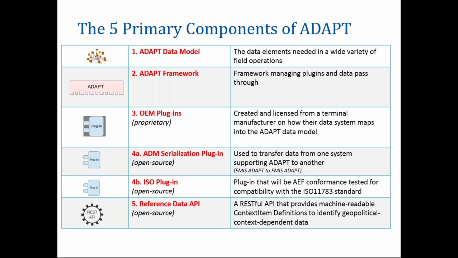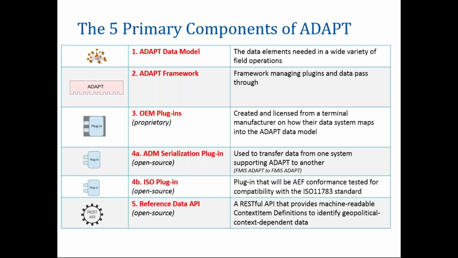So here are the five primary components that I just went through. The ADAPT data model itself is the conceptual mapping elements, which we really refer to as the Rosetta Stone itself. Then the ADAPT framework is what is used to do that mapping and managing the plugins. Then number 3 is the OEM plugin. This is the essential element.